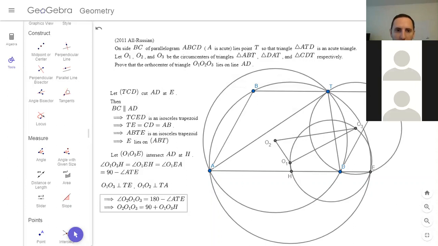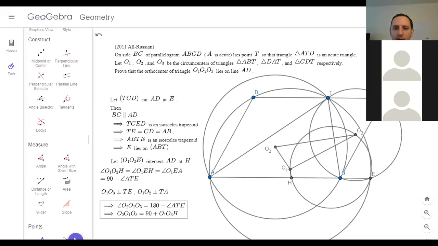How is angle O1EA 90 minus ATE? Because O1 is the circumcenter of ATE. Yeah, O1 is defined to be the circumcenter of ATE. Well, no, it's defined to be the circumcenter of ABT, but ABTE is cyclic. Just to answer Hakan's question.